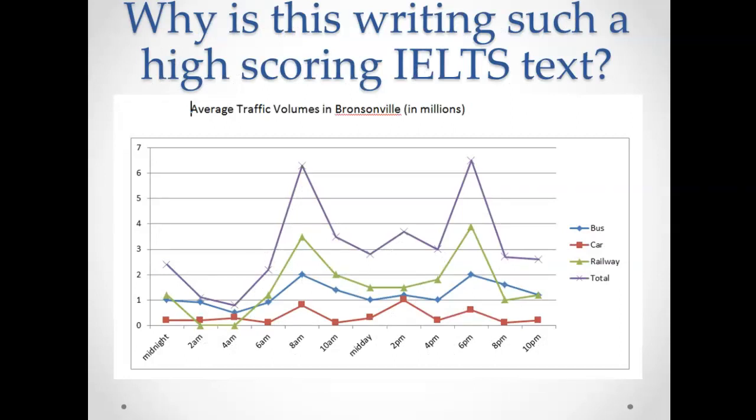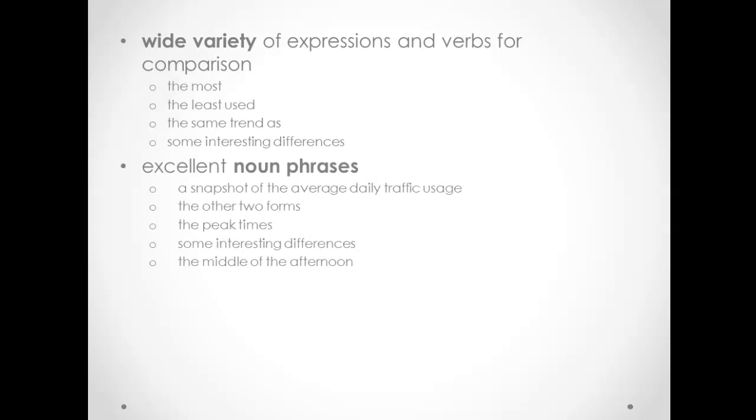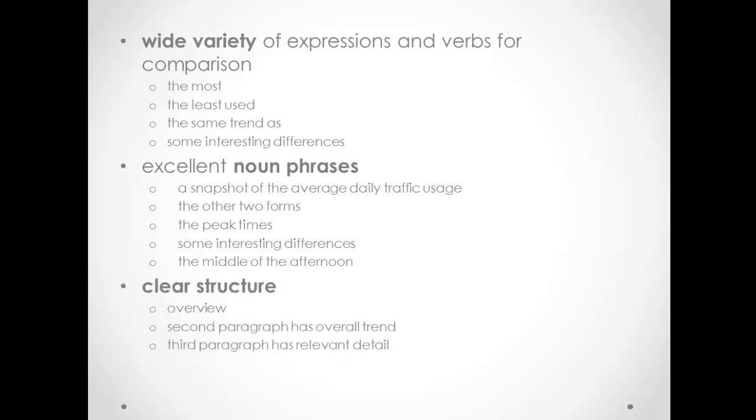So why is this such a high-scoring text? There are 3 reasons. It has a wide variety of expressions and verbs for comparison. It has excellent noun phrases. And it has a very clear structure. 3 paragraphs. The first one was the overview. The second one had general features, and the third one shared the detail.